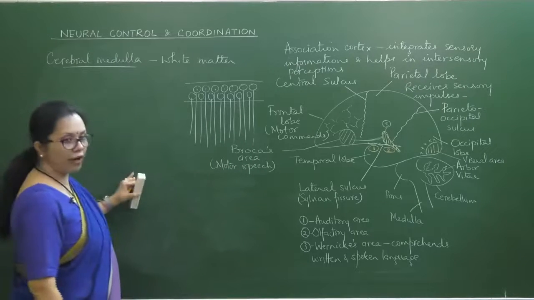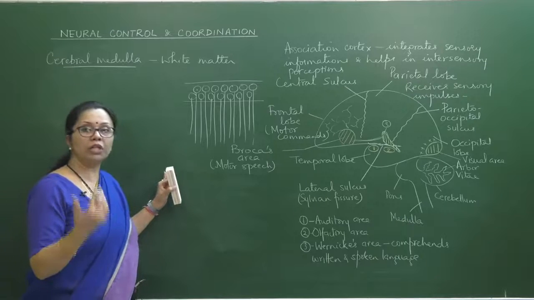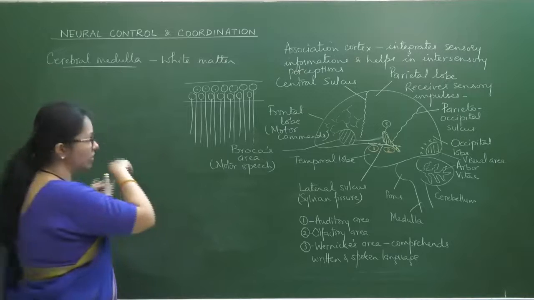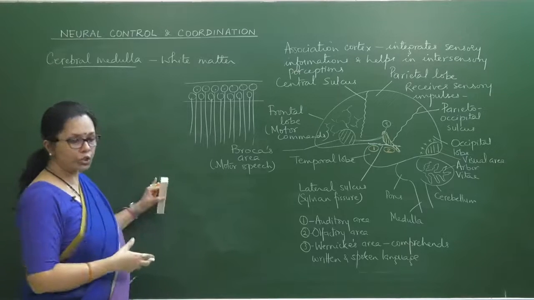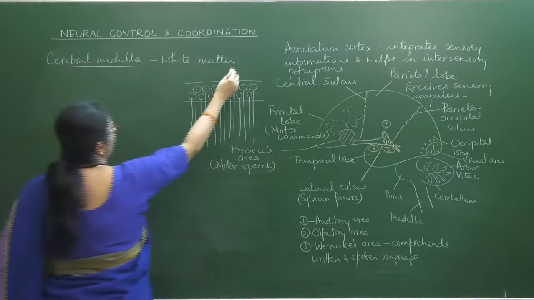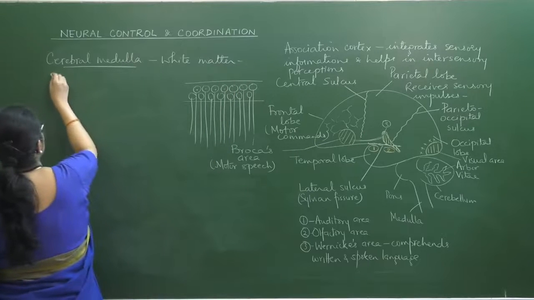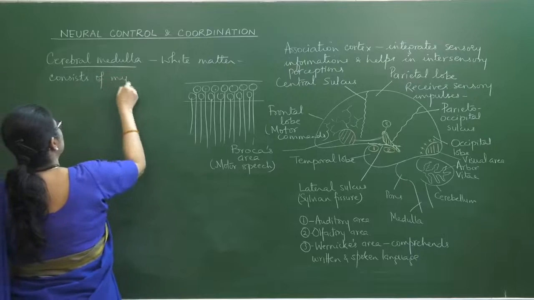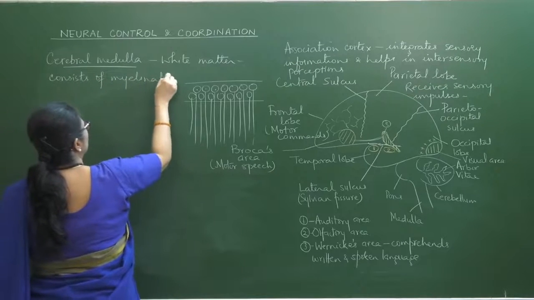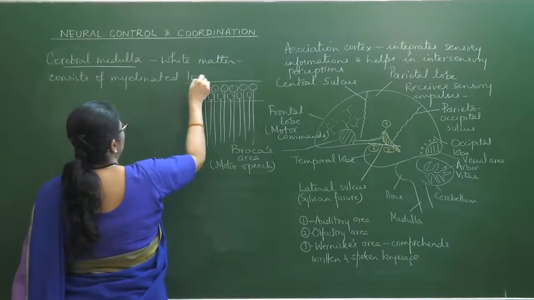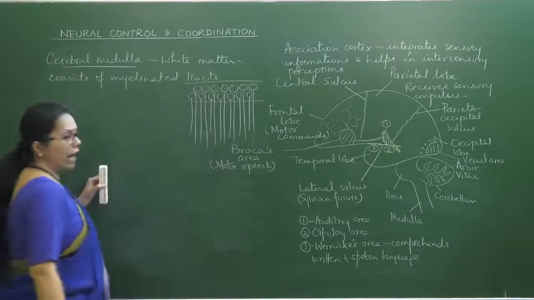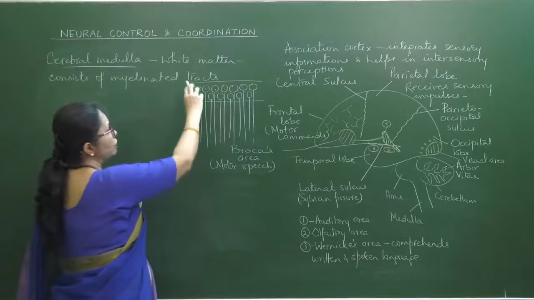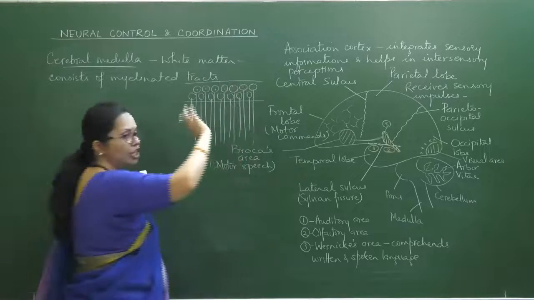So this is made up of white matter, and in this what will be present? Myelinated axons, myelinated tracts are present. So bundles of axons, you know, that is a tract. So white matter consists of myelinated tracts. And it is not just white myelinated tract, because we have just now mentioned that this cortex is highly convoluted.